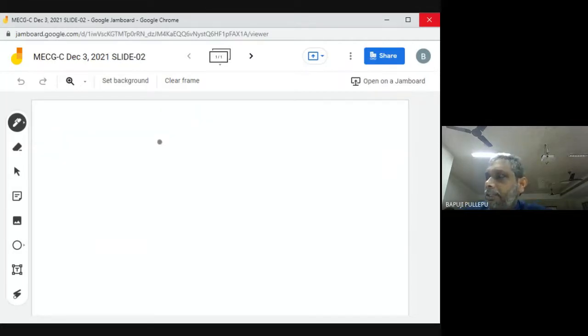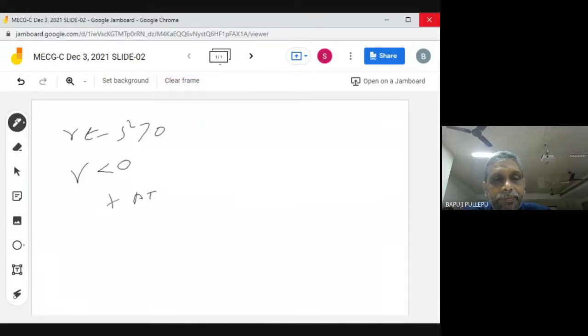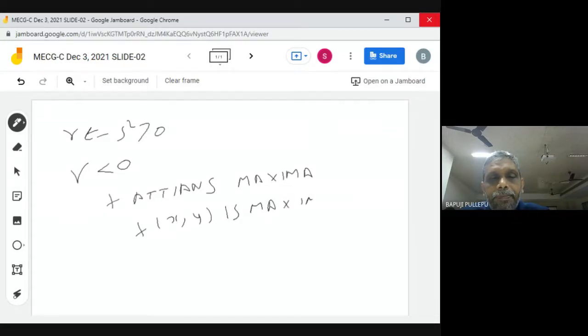Now, suppose again I take another point where I got rt minus s square greater than 0. If R is less than 0, what will I say? The function attains a maximum, that is, f(x,y) is maximum. Correct?